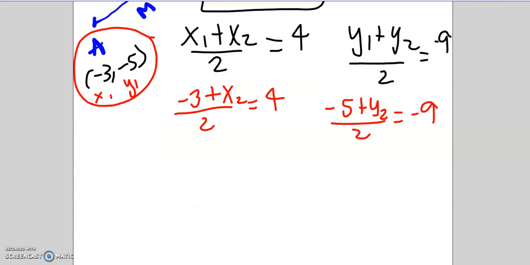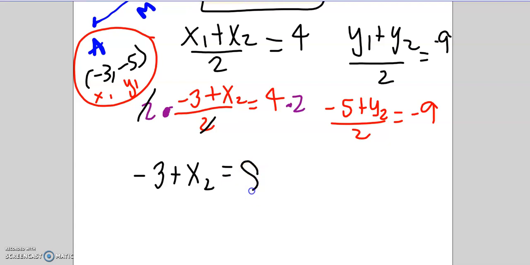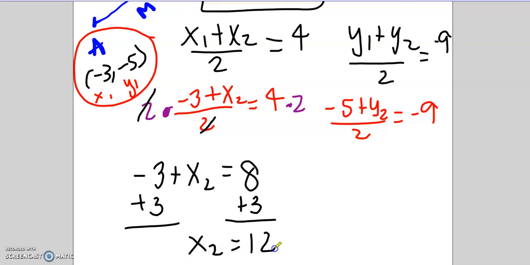How do I solve to start this guy? When I have a fraction like this, do you guys remember? We have to multiply both sides by 2 to get rid of that fraction. Then those 2's cancel and I'll be left with -3 plus x2 equals 4 times 2, which gives me 8. Add 3 to both sides. x2 is 11. I can't add for a second.